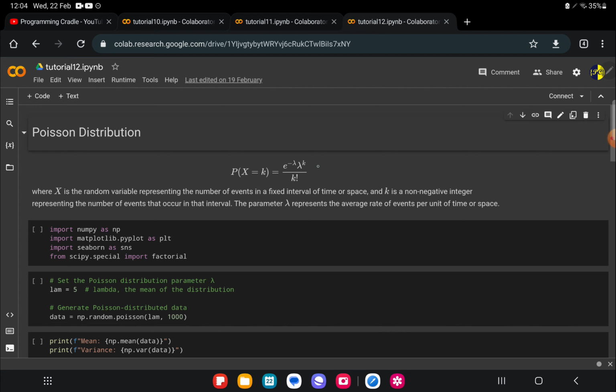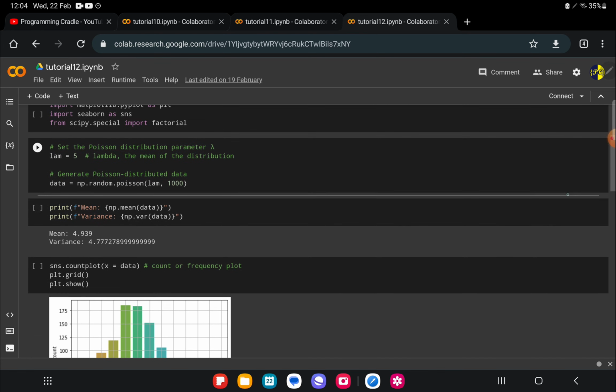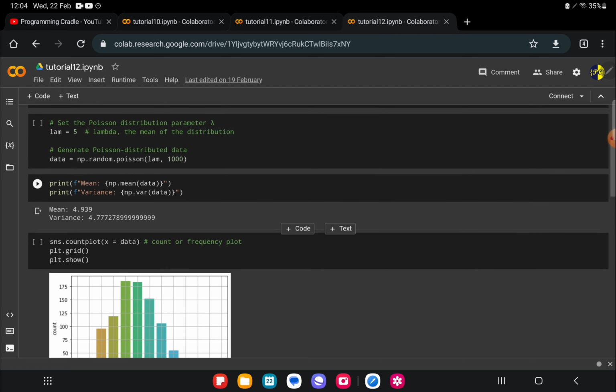So in this notebook again you can see the equation here, which we will use to calculate the PMF for the data that we will generate. So here to generate the data I am using lambda equals 5, so the mean will be 5, and I'm randomly generating 1000 data points. I'm also calculating the mean and variance just to show you they are close to each other. And you might say it's not equal to 5, so yes, they won't be exactly equal to 5, but they will be very close to 5.